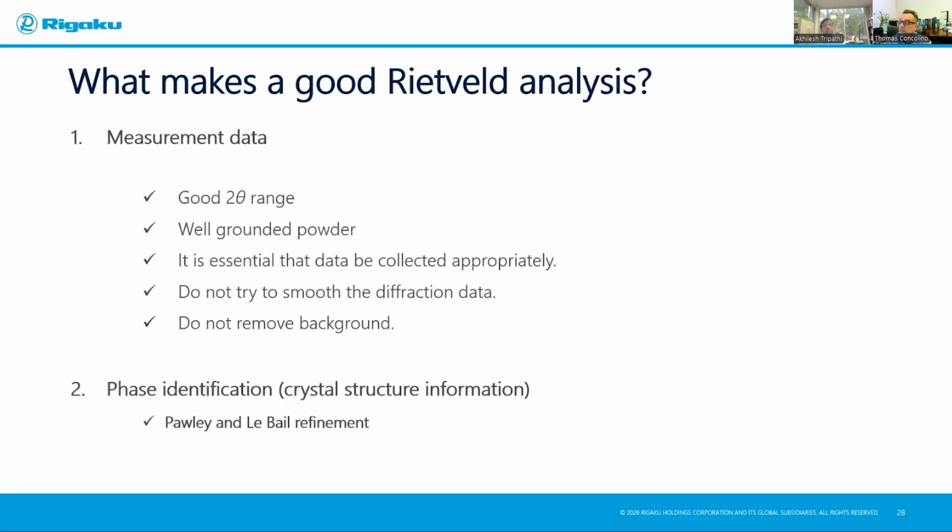Similarly, please do not remove background. Background contains real information and should usually be modeled. We have modeling functions for both the peak profile and background, so we don't need to smoothen or remove them. And removing a background can not only remove some weak peaks and alter the phase fraction, but can also create negative intensities. So we don't want to do it. So that's about how to collect good data and what not to do in Rietveld refinement.